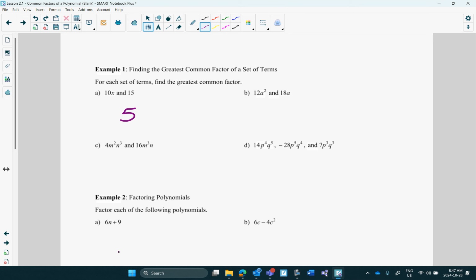Well, what's the highest number I can take out? 6. What's the highest power of a? How many a's can I divide out? There's 2 a's being multiplied here. There's only 1 here. So the most I can divide out is 1, right? So the GCF is 6 times a, or 6a. So you see, that's how we do it when exponents are involved.